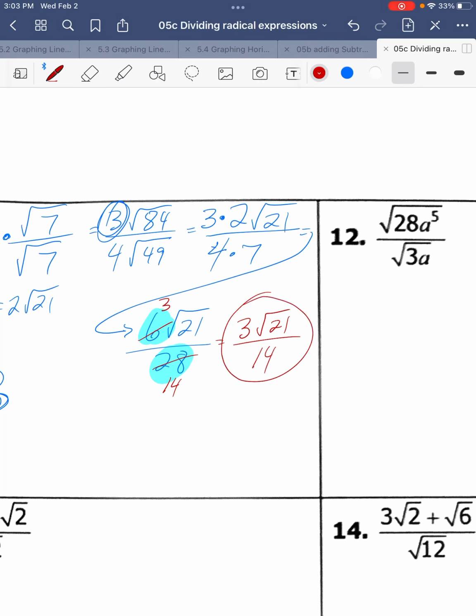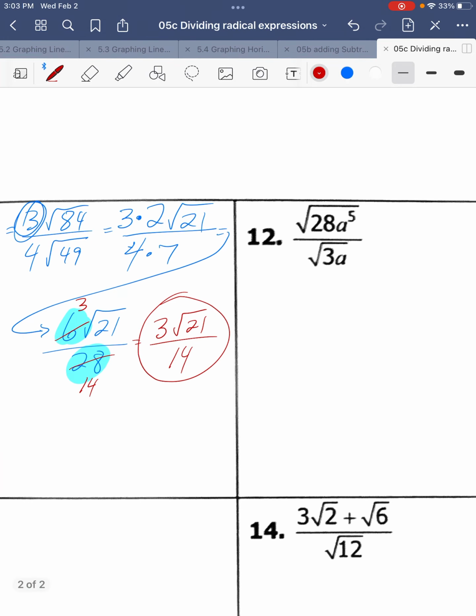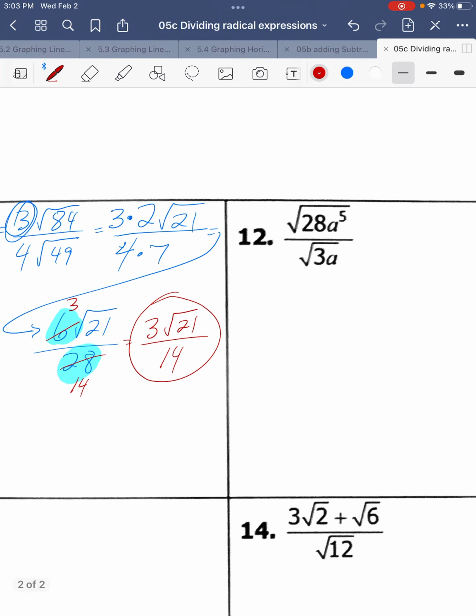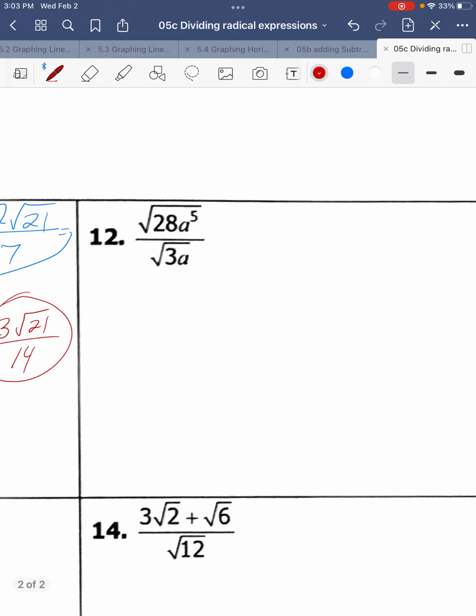That is not a 21 inside the square root. It is the square root of 21. So the 21 and 14 do not simplify. Square root of 21 is like 4 point something. It's not a number that you can simplify. All right, take a look at number 12.